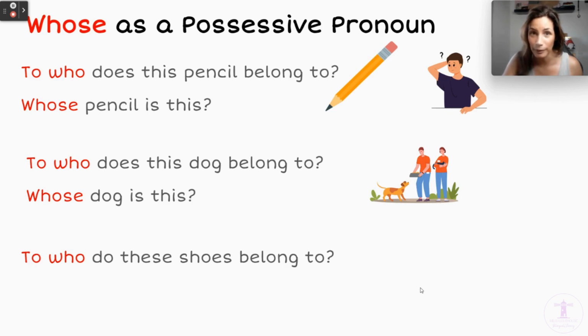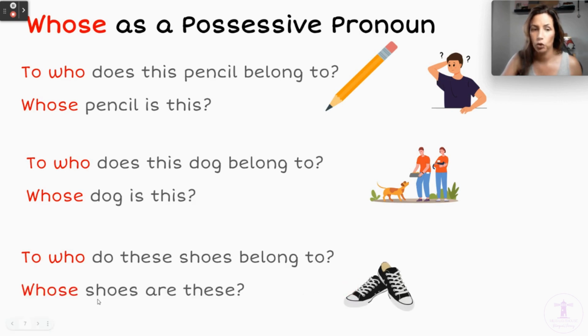And now I want you to think a little bit before I show you, and try to figure out how could you say this shorter using whose. Remember, whose is, and this would change, right? You would have to write these, but how could you say this shorter using whose? Whose shoes are these? I'm sorry, I said is. You have to change it because, well, there's two, okay? Whose shoes are these?